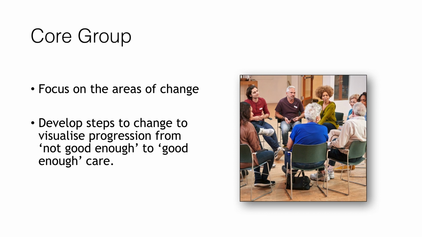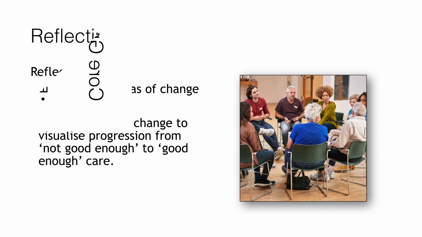It will identify the statements about not good enough and good enough. The areas of change will be the focus of the core group and the foundation of the child protection plan. The evidence for not good enough becomes step 2 in steps to change. The ambition for good enough becomes step 8 in steps to change.